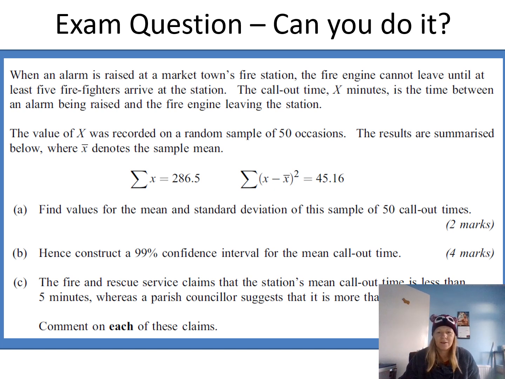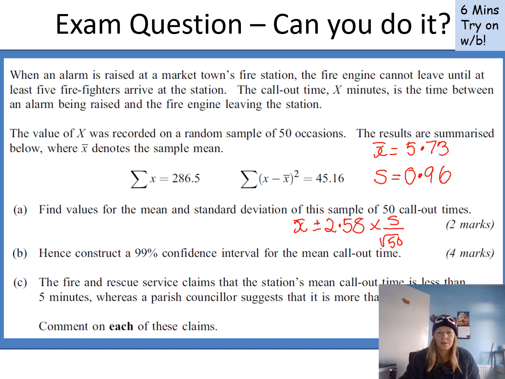So find the mean and standard deviation. There they are. And then construct a 99% confidence interval. I've used 2.58 and got those two values.